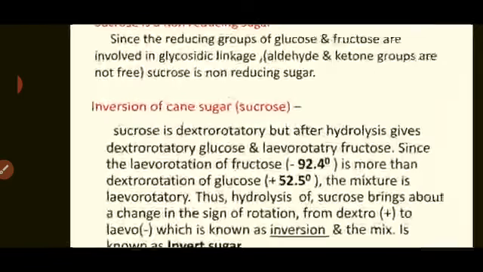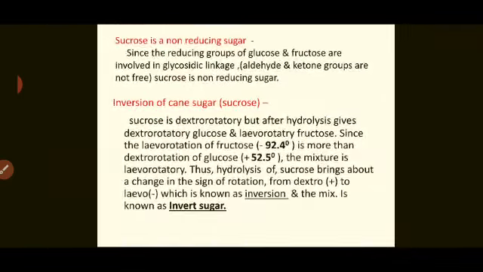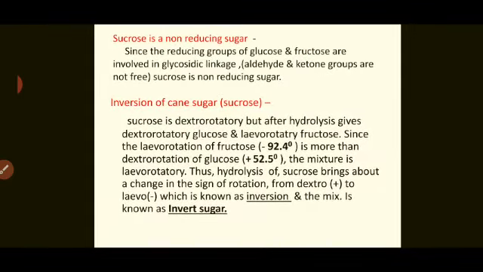Now this question can also be asked. Sucrose is a non-reducing sugar. Give reason. So the answer is, since the reducing groups of glucose and fructose are involved in glycosidic linkage, sucrose is a non-reducing sugar. So in bracket the answer is given, that is aldehyde and ketone groups are not free. This complete answer you have to write it.